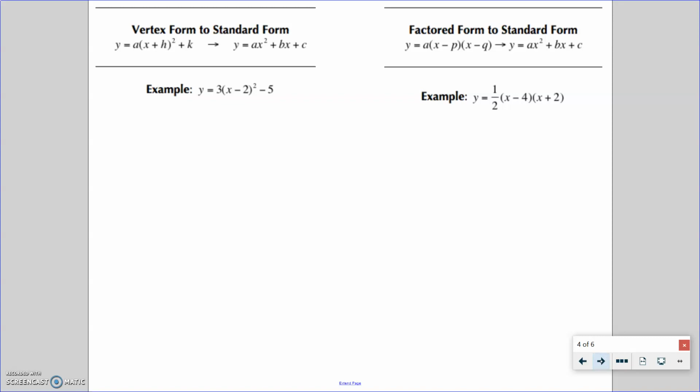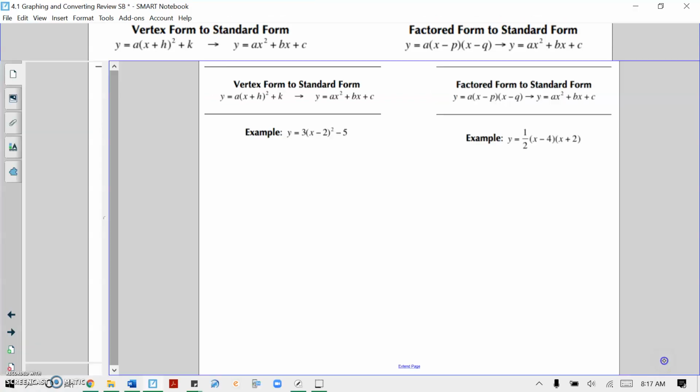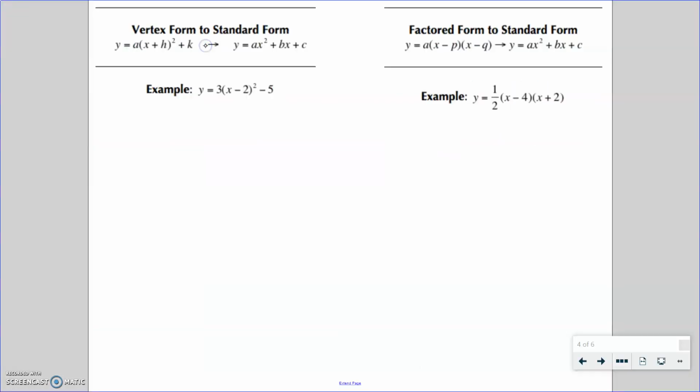All right, so we just reviewed graphing. Let's talk about some of the converting that we did before we left for break. So going from vertex form to standard form. My first recommendation on this one, we accidentally want to turn this x minus 2 squared into x squared plus 4, but that's not how that works.